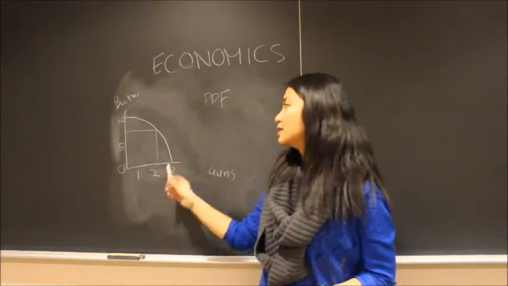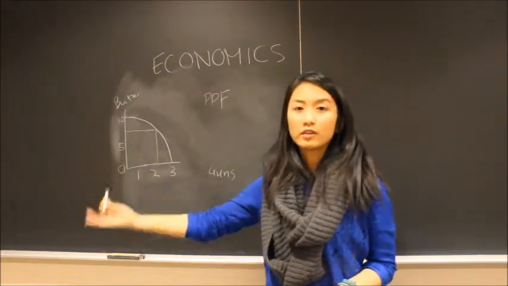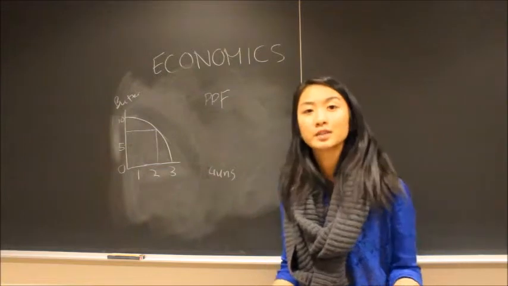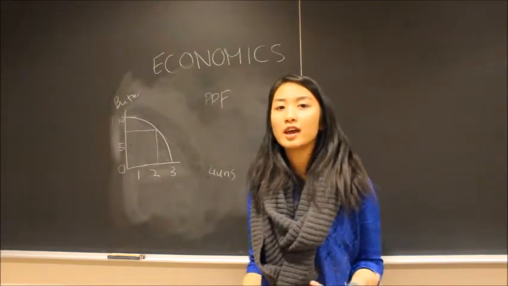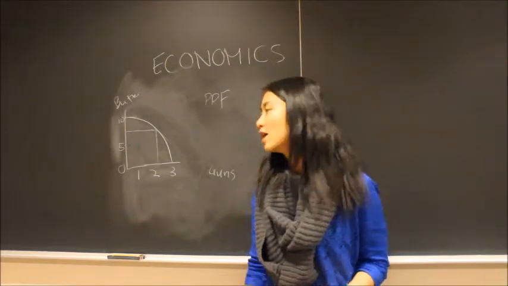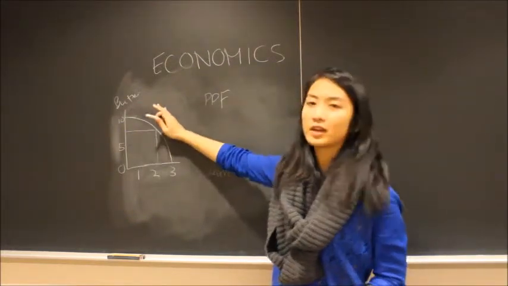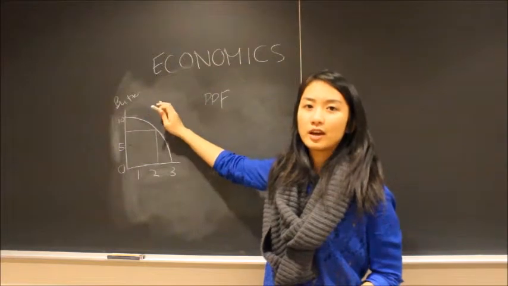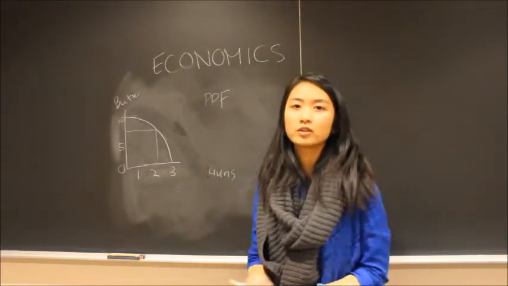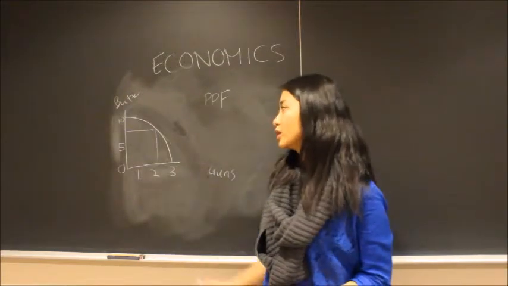Anything below it would be an inefficient allocation of your resources. So not using what the textbook calls allocative efficiency and fully employing all your factors of production, so land, labor, capital. And anything beyond this is something that your economy cannot reach at the current rate it has. So you have to expand your technology or increase your factors of production in order to reach this.